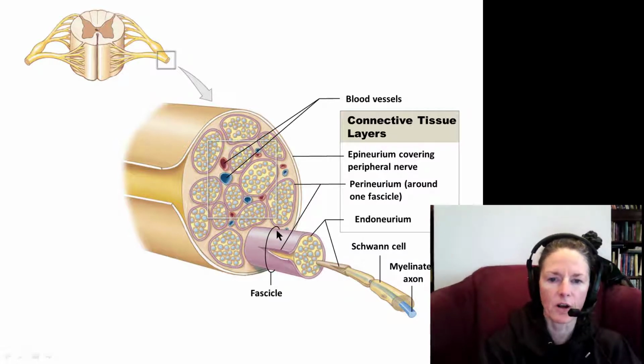The fascicles are covered by a perineurium. And then we have an endoneurium that covers the individual axons. Well, actually covers the myelinated part of the individual axon. So it will cover the axon with its myelin sheath. So this is the endoneurium.